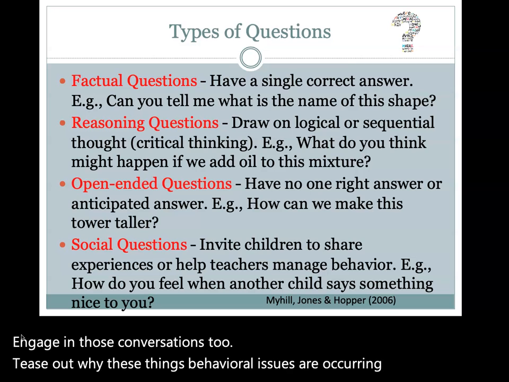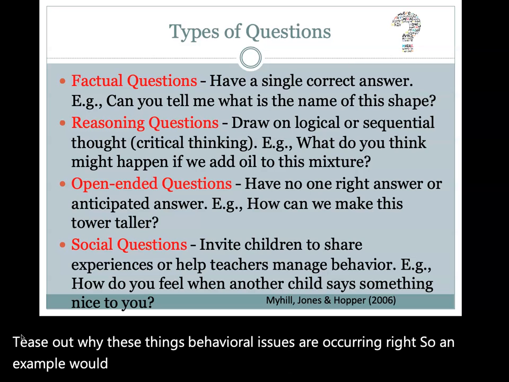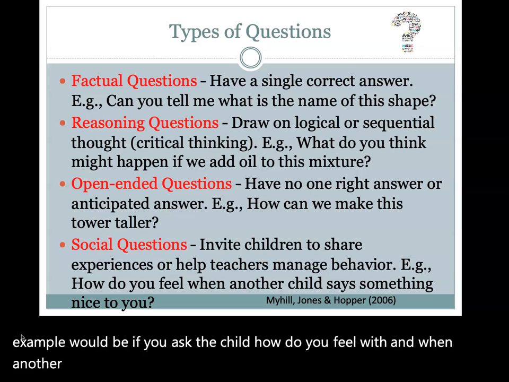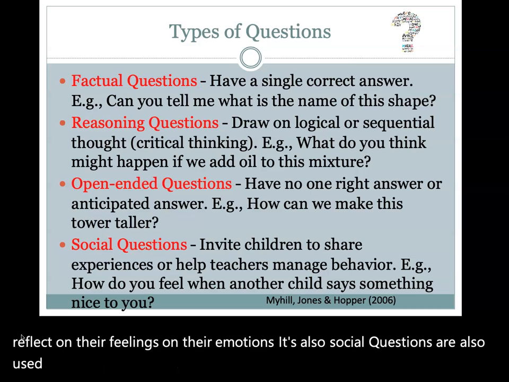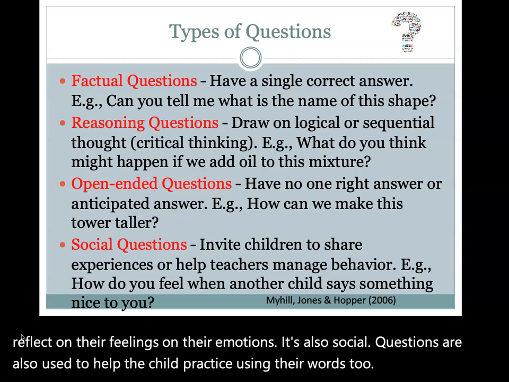So an example would be, if you ask the child, how do you feel when another child says something nice to you? So it's looking at having the child reflect on their feelings, on their emotions. Social questions are also used to help the child practice using their words to make evident their emotions.